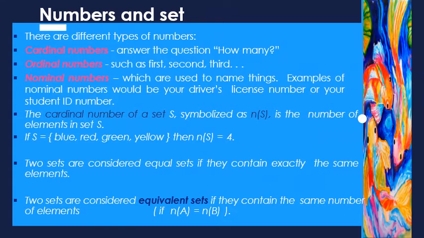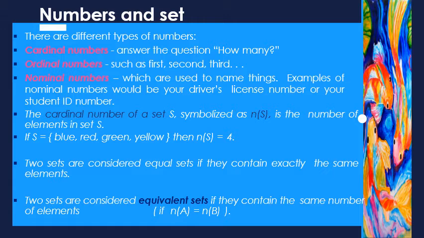So now we have numbers and sets. There are different types of numbers. In mathematics, we have cardinal numbers. Cardinal numbers answer the question, how many? So they are cardinal numbers. That's why we have cardinal or cardinality in sets. It answers the question, how many elements are there in a specific set.